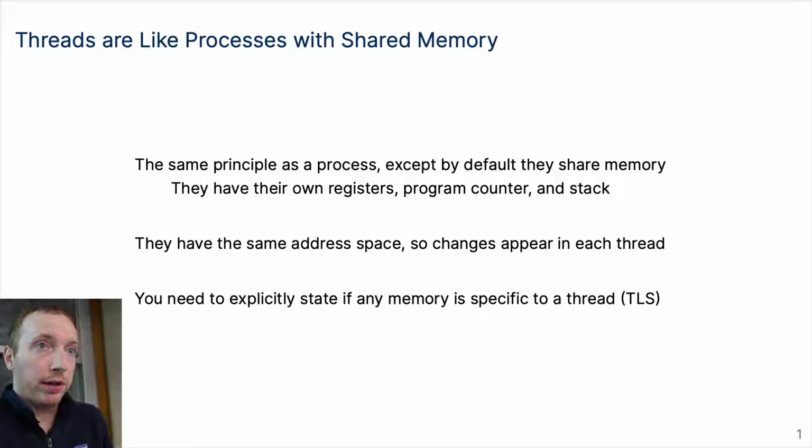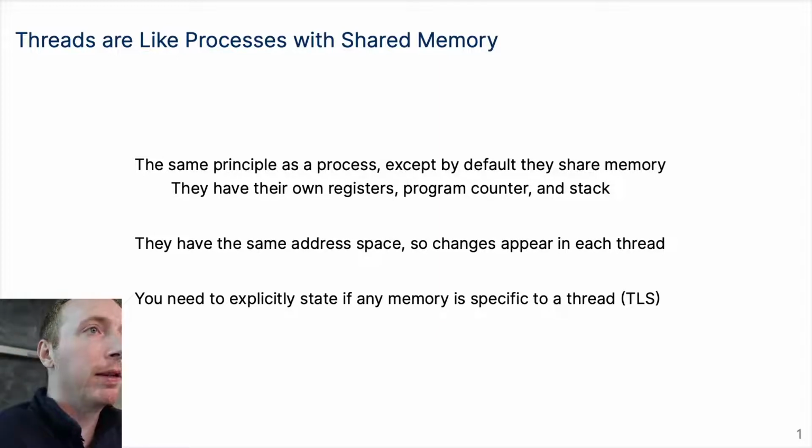What they don't share is anything that acts like a virtual CPU. Each thread would have its own registers, its own stack, its own program counter, and all of that. But again, same address space, so if you changed some memory address, it would appear in the other thread. If you want independent memory, you can do that, but it's optional. That's something called thread local storage, which we'll see later.